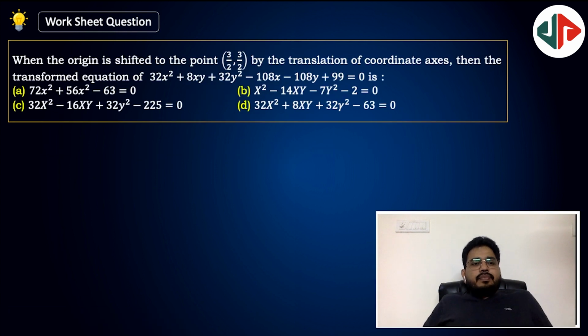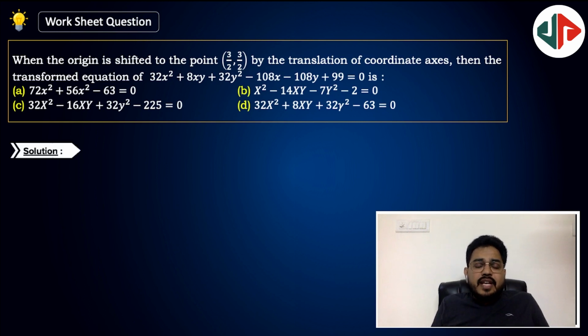Right. The next question is, when the origin is shifted to the point 3 by 2 comma 3 by 2 by translation of the coordinate axis, then the transformed equation is this one. Now they are asking the original equation. So far we have done original equation to transformed, now transformed equation to original. So in our notation, these are the capital X, capital Y, etc. Here capital X is equal to small x minus 3 by 2 and capital Y is equal to small y minus 3 by 2.